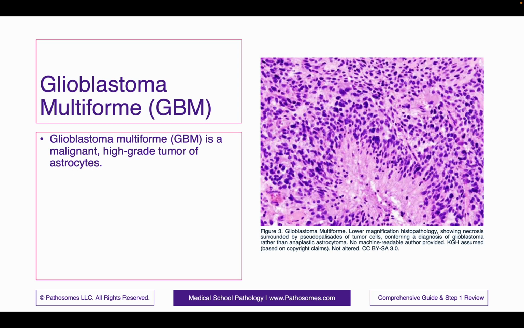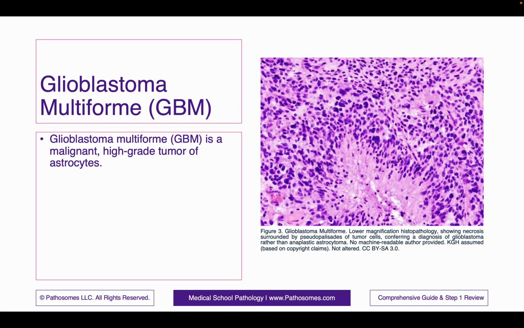But for testing purposes, you definitely have to know about this. This is bread and butter right here. Glioblastoma multiforme. Gotta know it. Glioblastoma multiforme is a malignant high-grade tumor of astrocytes. Now take a second to appreciate this H&E section of a glioblastoma multiforme.